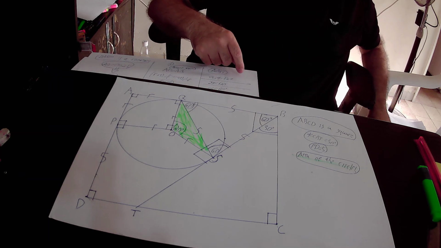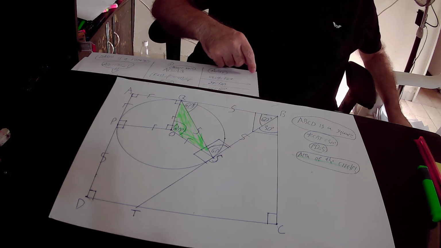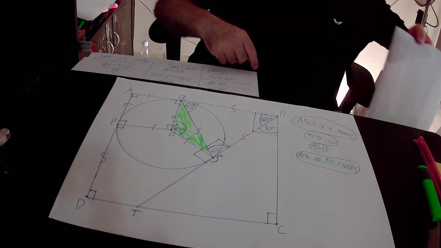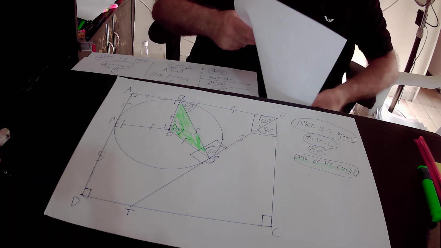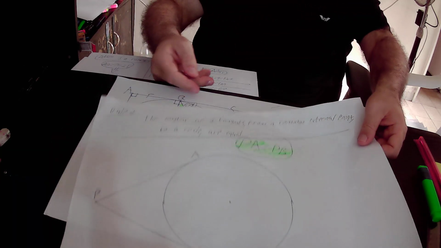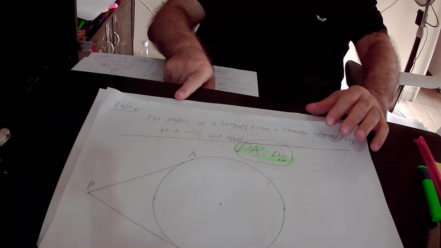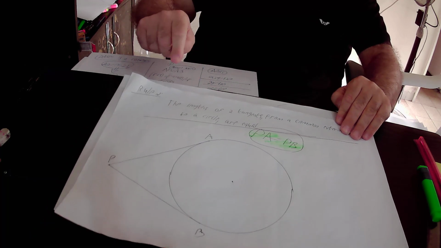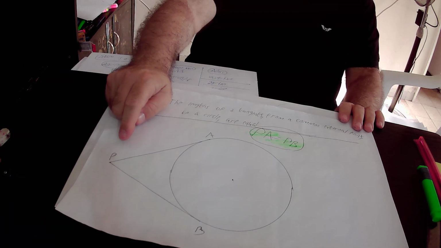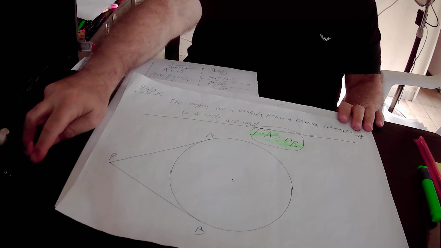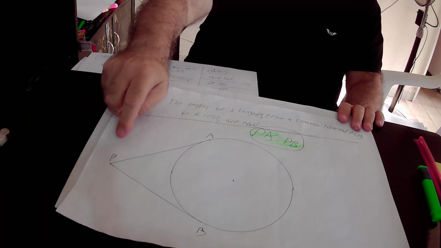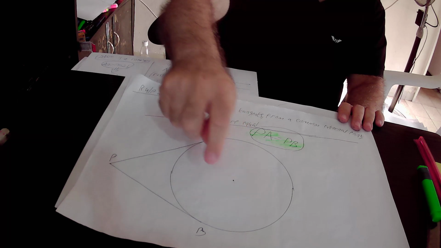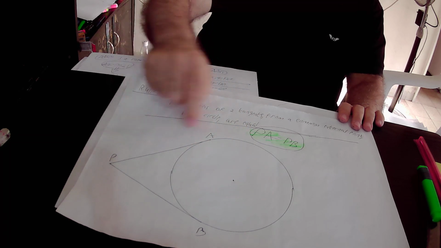Then, I presented to you rule number 2 and we implemented rule number 2 in our drawing. According to rule number 2, the lengths of 2 tangents from a common extreme point to a circle are equal. We have the common extreme point P. From the common extreme point P, we have 2 tangents to this circle. We have tangent PA and tangent PB. According to this rule number 2, PA equals PB.